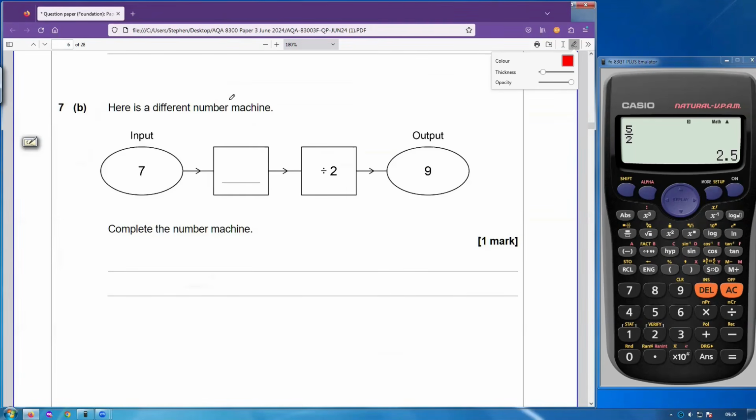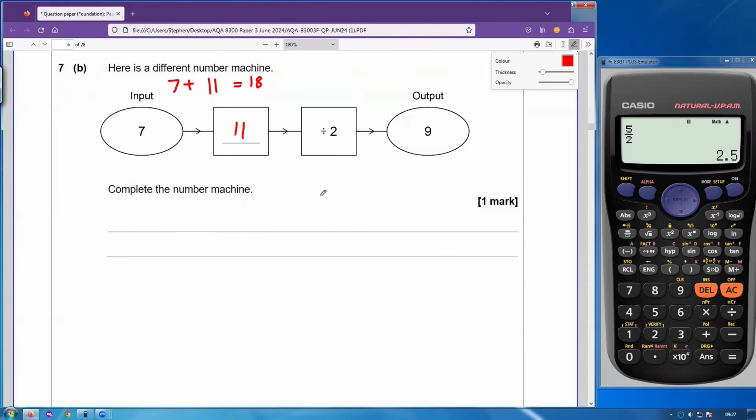Here is a different number machine, 7, and then something gets done to it and gets divided by 2, and we end up with 9. Okay. This number here must be twice what 9 is, because if you divide by 2 you end up with 9, so it must be double the 9. So 7 plus something equals 18. So what do we have to add on to 7 to make 18? We have to add 11. So you put that in there. Oh, we've got to put plus to know what to do with it.